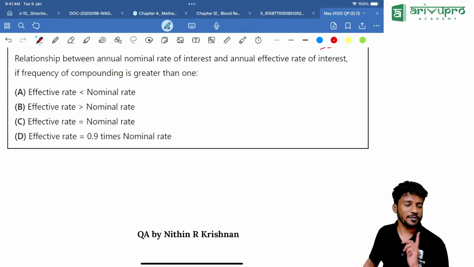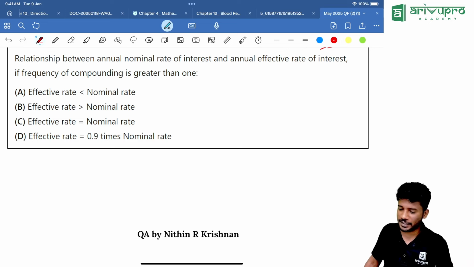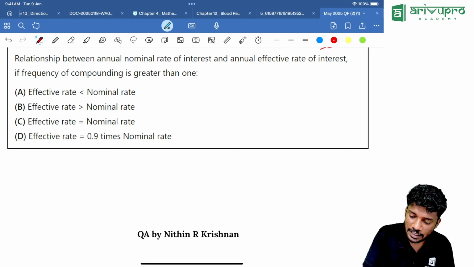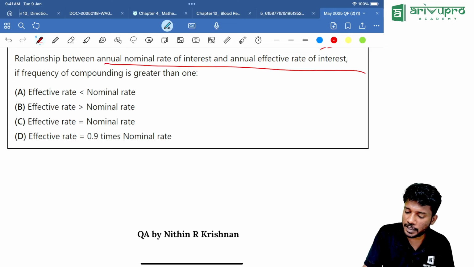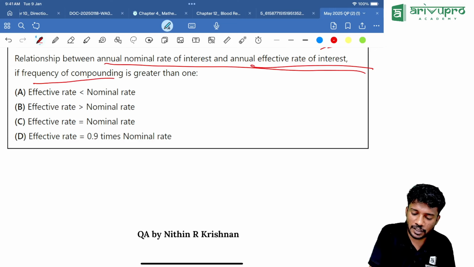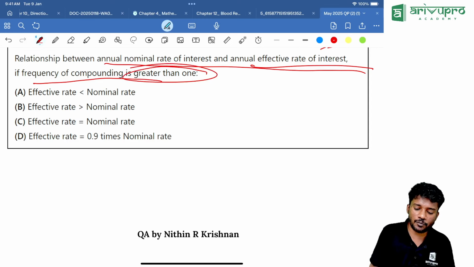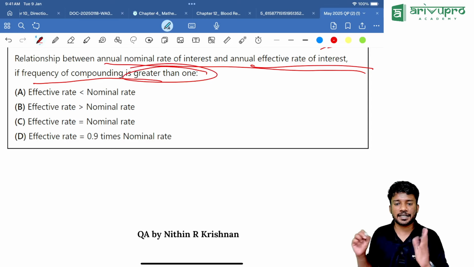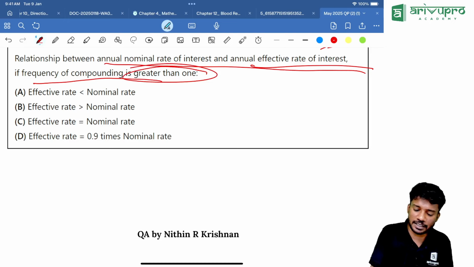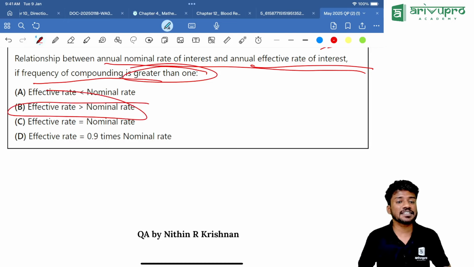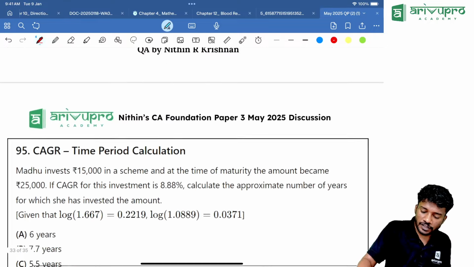Next one. Yesterday I told you, while discussing this question, the direct 1 mark question was there from this topic. Which is bigger, effective rate of interest or nominal rate of interest? Nominal rate of interest is always lesser than effective rate of interest. Relationship between annual nominal rate and annual effective rate: if the frequency of compounding is equal to 1, they are equal. If it is greater than 1, then effective rate of interest is greater than nominal rate of interest.